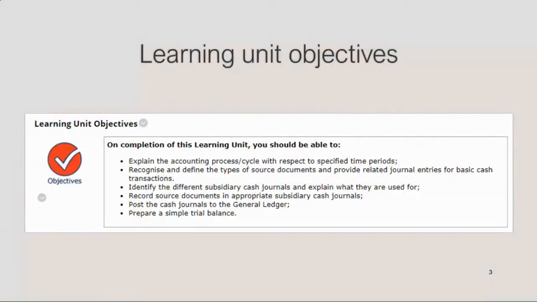Or accounting system. So what we're going to do is we capture it in the journal first, and then we will move it to the general ledger account, and then from there we will do a simplified trial balance.